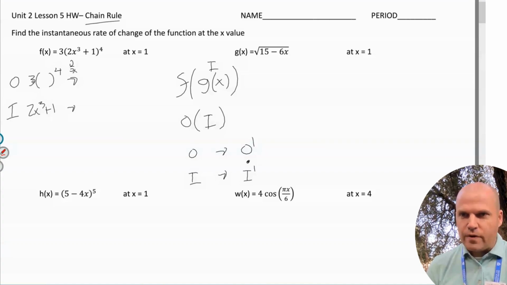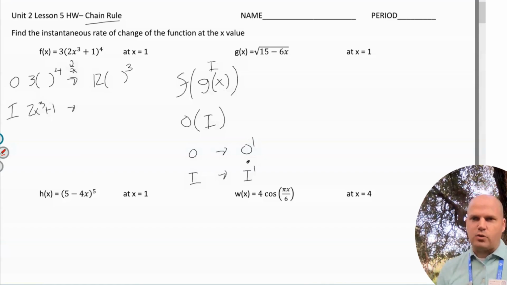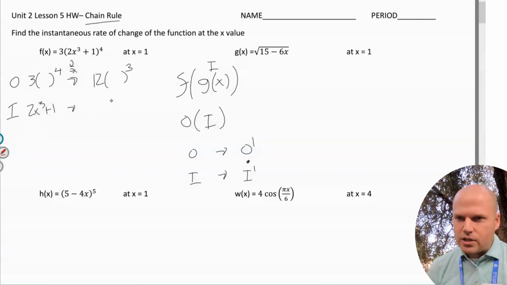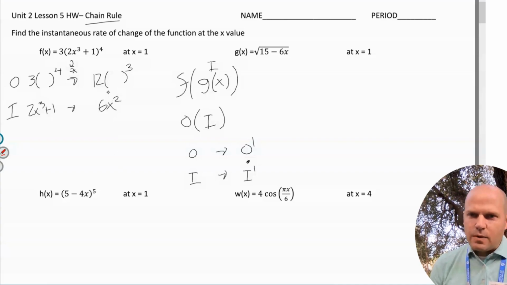Now, what's the derivative of 3 parentheses to the fourth? You think about it as like 3x to the fourth. It's going to be 12x cubed, but it's 12 parentheses cubed. 2x cubed plus 1, its derivative is 6x squared. Don't forget to subtract 1. And then we multiply them together.